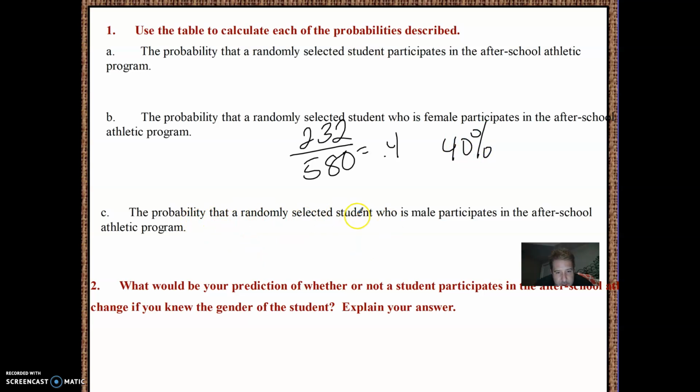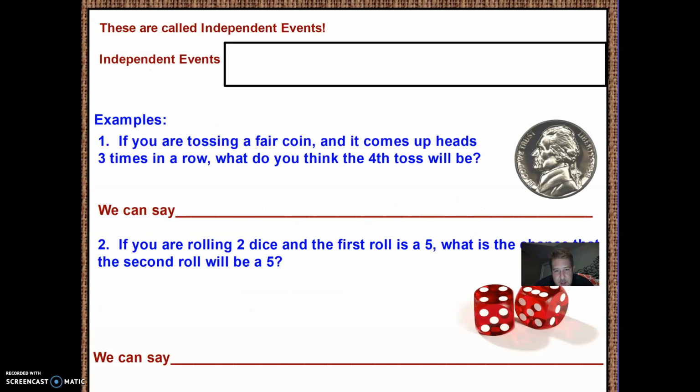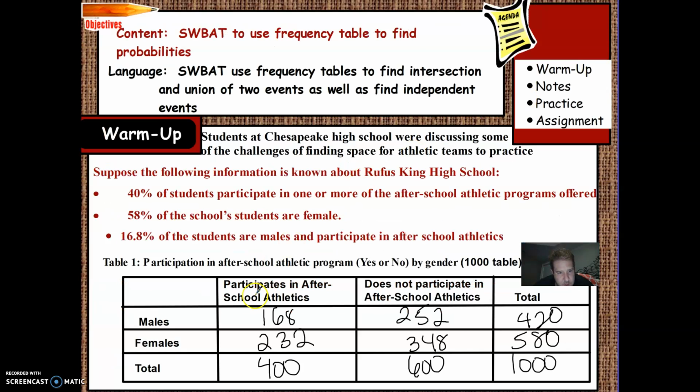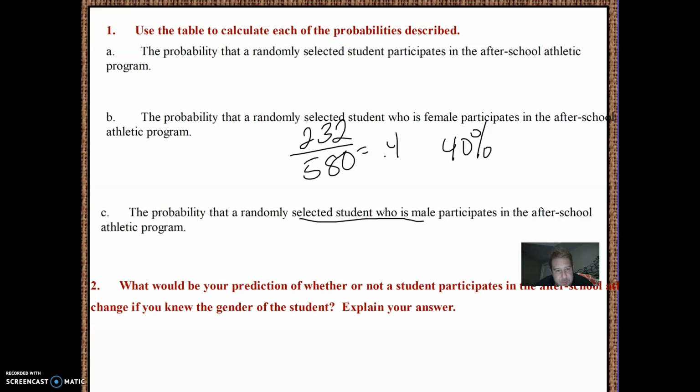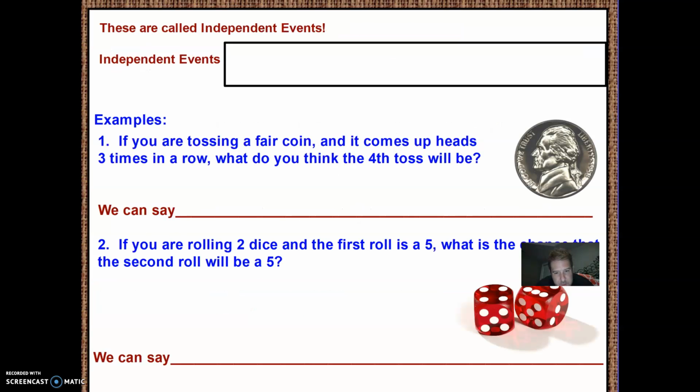The probability that a randomly selected student who is male, okay, so we know the person's male, participates in athletics. Okay, so same thing we just did a second ago. So males, 420, and then you would do 168 divided by 420, and that would give you your percent. Well, it'll give you a decimal, which you can then change to a percent.